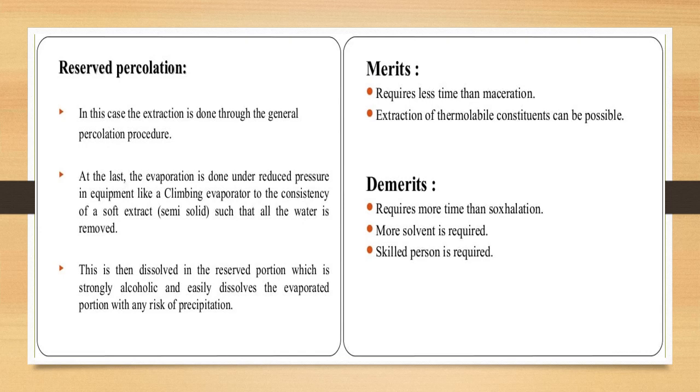So there are some merits and demerits for this percolation process. Merits: it requires less time than maceration, and extraction of thermolabile constituents is possible through this process. Demerits: it requires more time than soxhlet extraction, more solvent is required, and a skilled person is required for this process.